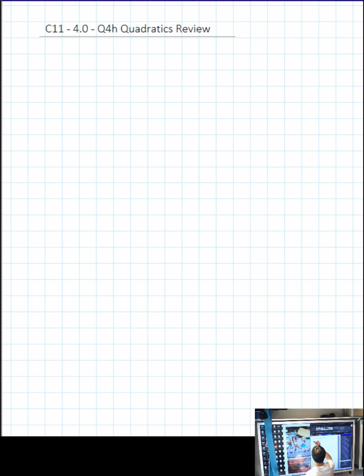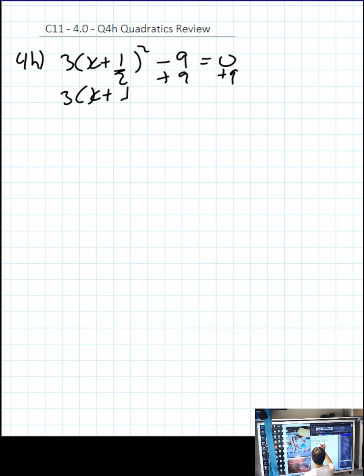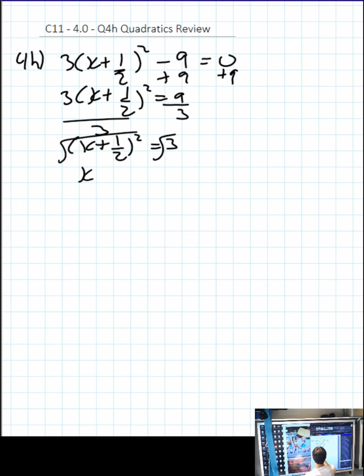Okay, we have 4h. So we have 3 open bracket, x plus 1 half, close bracket squared, minus 9, equals 0. So we can add 9 to both sides, and we'll get 3 open, x plus 1 half, close squared, equals 9. We can then divide both sides by 3, and we'll get x plus 1 half, brackets around it, squared, equals 3. We can then square root both sides, and we'll get x plus 1 half equals plus minus root 3.